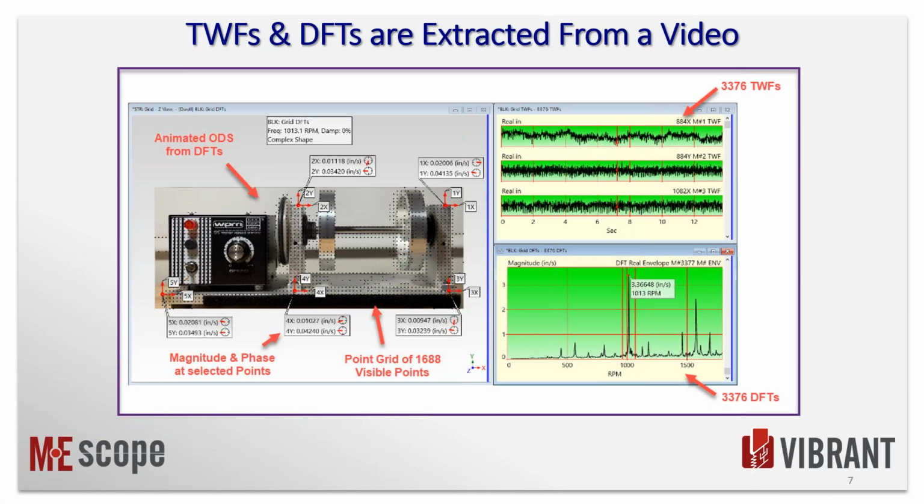So here is a picture kind of describing what we just looked at in animation. We got an animated ODS and magnitude and phase of selected points. Well, where do those points come from? Well, in MEscope, what we do is we create a rectangular grid of points. And when you're processing the video, you can decide how many points you want in the grid. I mean, you could start out with a 10 by 10 or 100 points. This one is a lot more points. You can see the grid has 1,688 visible points.